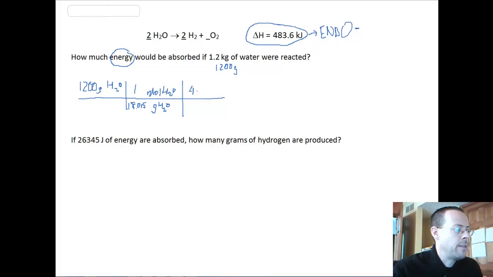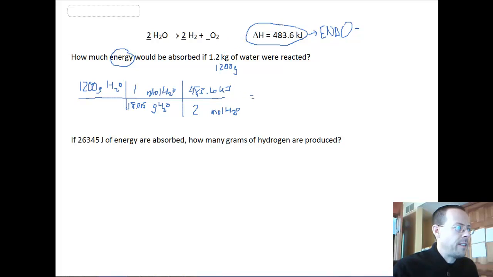So we want to have this in the top right, 483.6 kilojoules. But we want to have moles of water in the bottom right as well. Alright? So this much energy is related to these 2 moles. Because there's a 2 in front of water, for every 2 moles of water, 483.6 kilojoules are released. So simply, we're going to multiply across the top, multiply across the bottom, and get our answer.